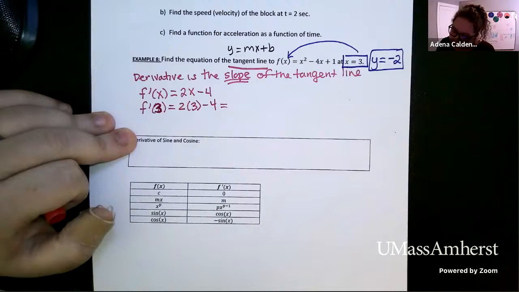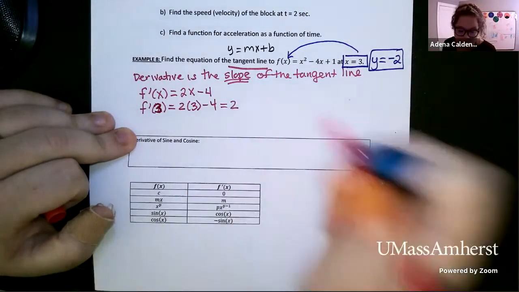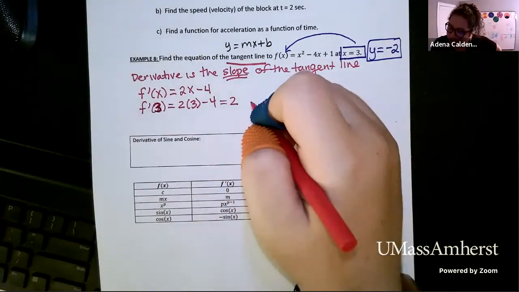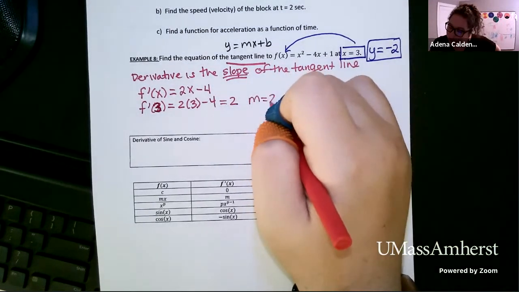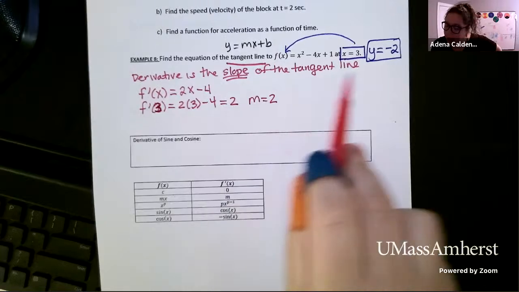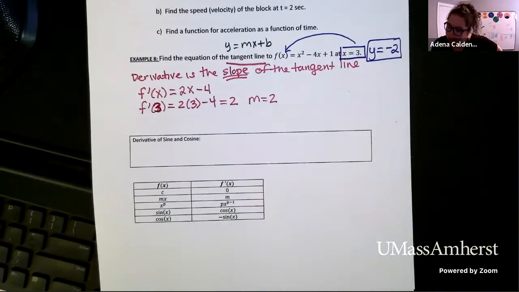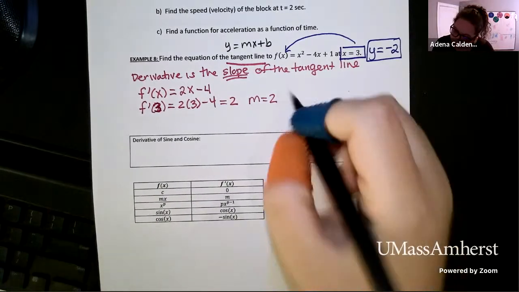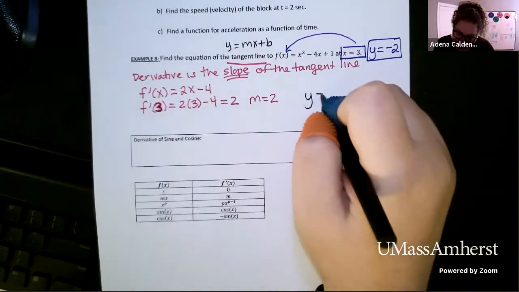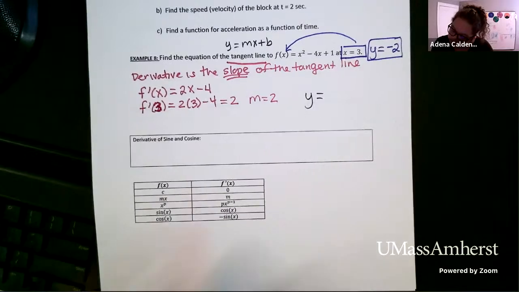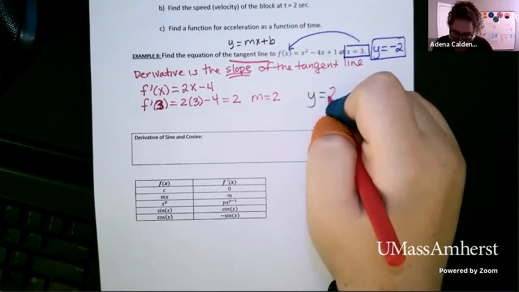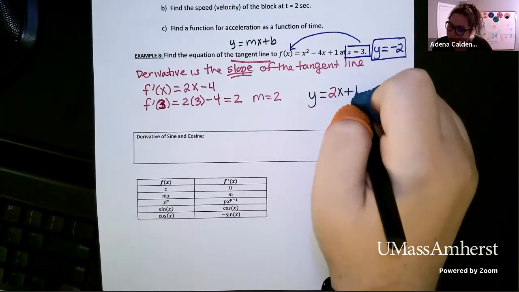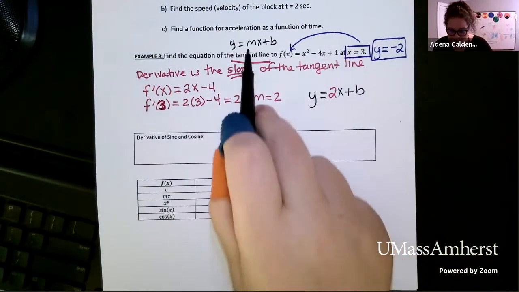So 2 times 3 is 6. 6 minus 4 is 2. So the slope of my tangent line, okay, at the point x equals 3, is going to be 2. So that means that so far, I have y equals 2x plus b, because I can fill in that value for m.